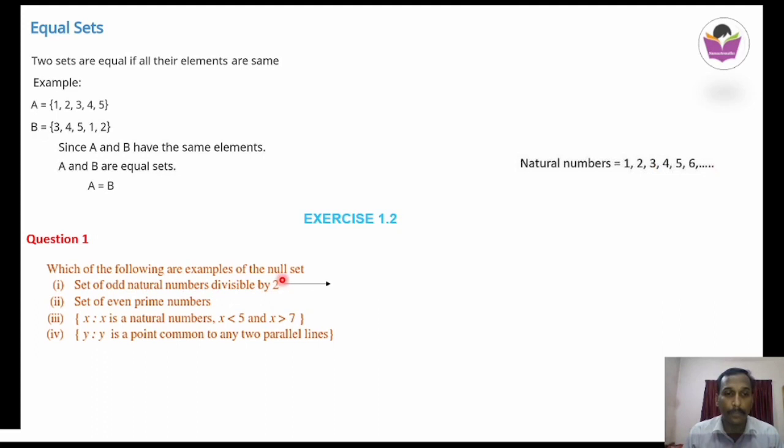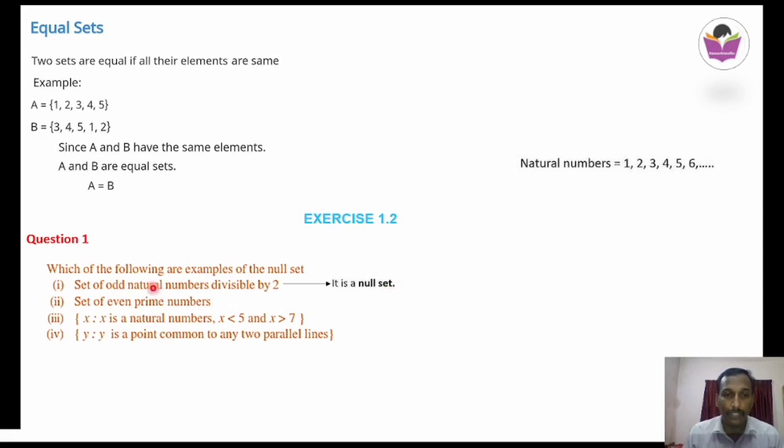Odd numbers are 1, 3, 5, 7 and it goes on. And here the numbers must be divisible by 2. Odd numbers we cannot divide by 2. That means in this set there will be no element. Means it is a null set.